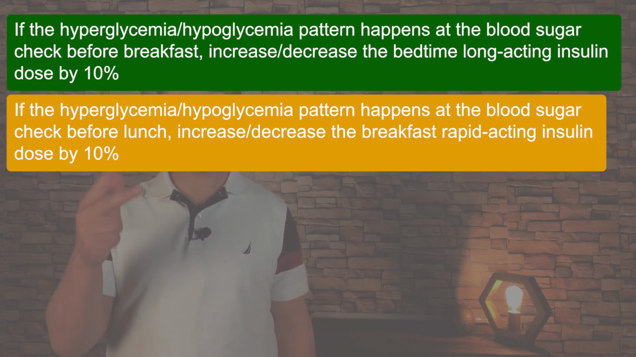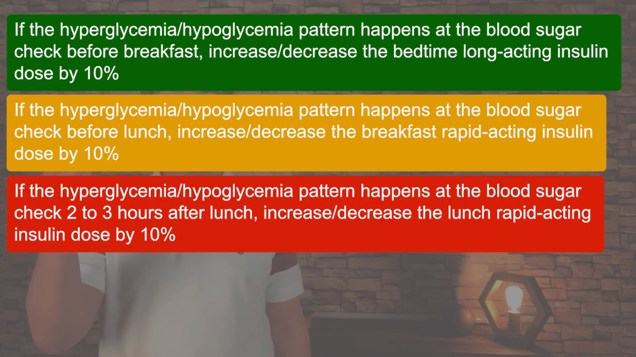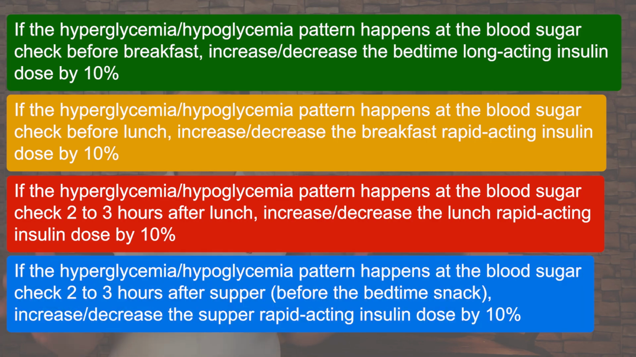If the hyperglycemia pattern happens at the blood sugar check 2 to 3 hours after lunch, increase the lunch rapid-acting insulin dose by 10%. If the hyperglycemia pattern happens at the blood sugar check 2 to 3 hours after supper, before bedtime or right at bedtime, increase the supper rapid-acting insulin dose by 10%. Now for hypoglycemia patterns, we simply decrease it by 10% instead of increasing it as in hyperglycemia.